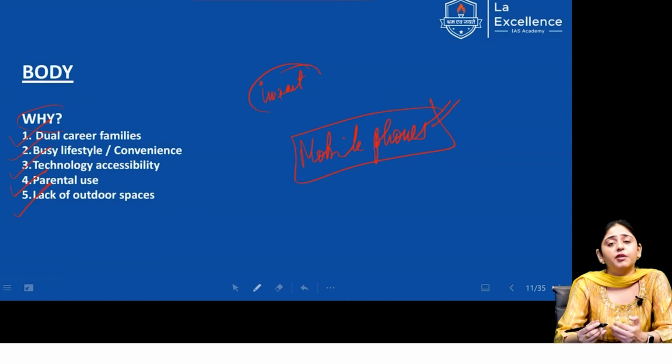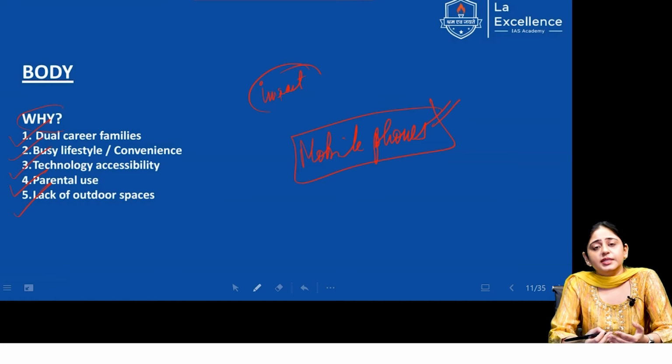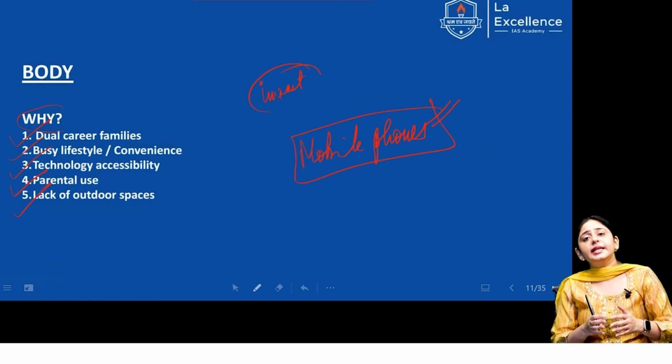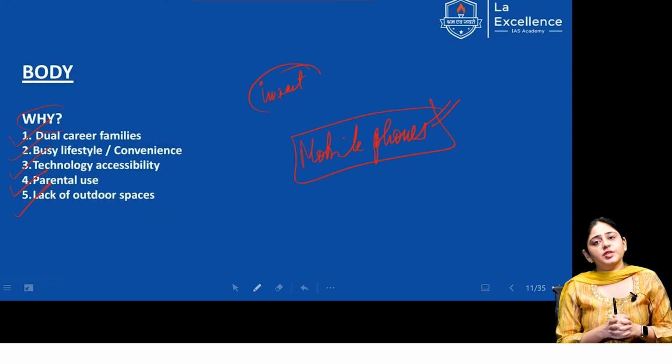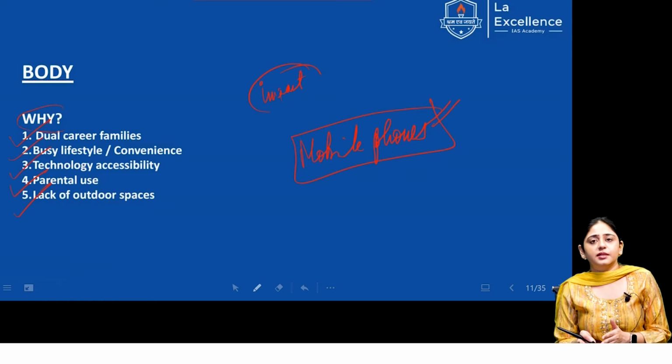Then lastly, lack of outdoor spaces. In metropolitan cities, urban cities, there is a lack of space. You're living in high-rise buildings, right? Very few open spaces there. Gone are the days when children used to gather in the playgrounds, play football, play different games, right? Now you hardly find children playing in the playgrounds. Playgrounds are empty, even if there is some space for them to play. So lack of outdoor spaces, right? So these are the factors which are leading to the replacement of the child's cuddling, the embrace of the child, by your mobile phones, or you can say by technology.